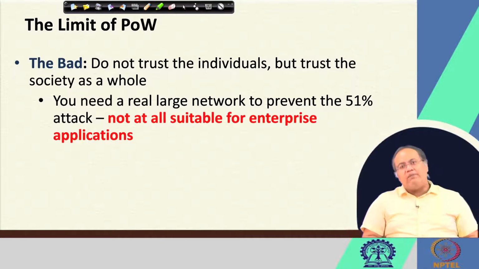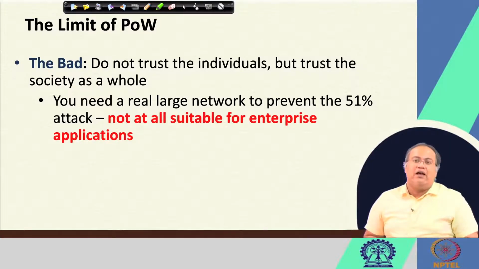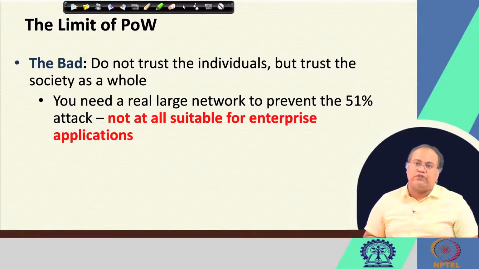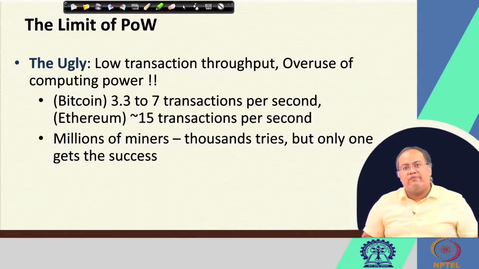Because of that, as I mentioned earlier, this poses a limitation. For Bitcoin it was fine, because by the time the attacker understood that a 51% attack is possible, the Bitcoin network had grown sufficiently large. But that is not true for a future proof of work blockchain network. So the question is how we are going to ensure that a 51% attack is not possible on my network. But the really problematic thing with the proof of work mechanism is that it has severely low transaction throughput, and at the same time it overuses computing power.